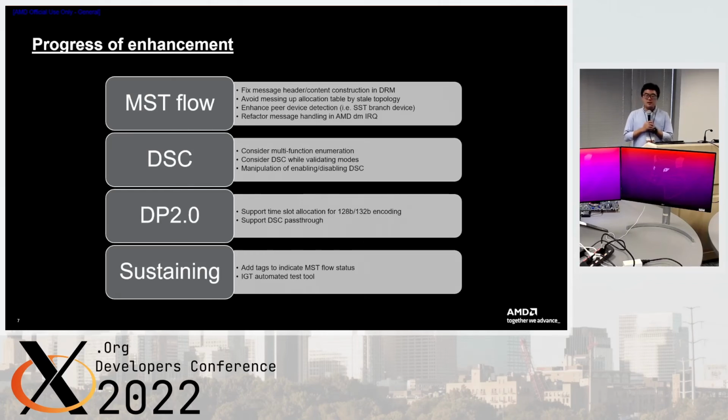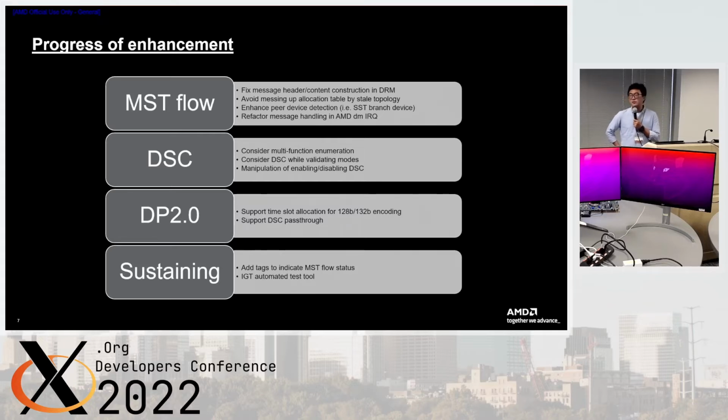So what we did so far to improve the user experience of MST from the AMD GPU perspective, we improved in the following different perspectives. First of all is the MST flow. We were mainly focusing on dealing with problems that we encounter while doing hot plug and hot unplug. We try to align our code with the DRM framework, and we also adjust some code in the DRM layer to align with the specification in the DP spec.